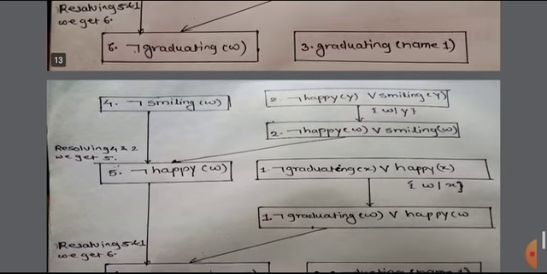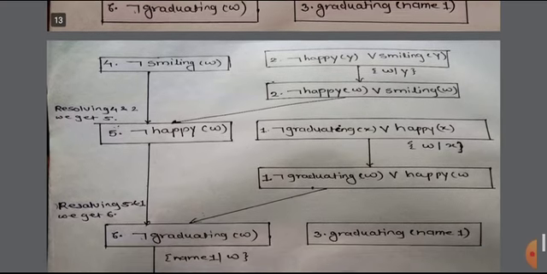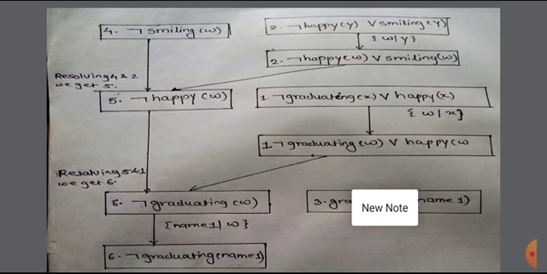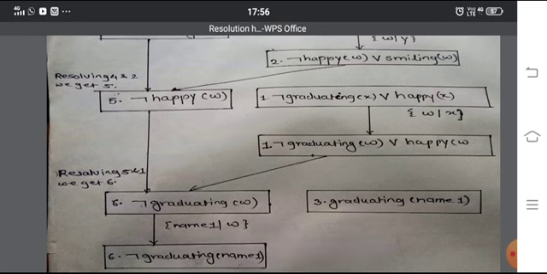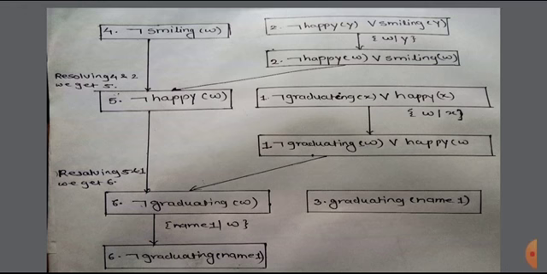So remember one thing here: we substitute the constant for the variable. That means we will substitute name 1 for W. After substituting name 1 for W, we get negation of graduating of name 1. Now the new clause 6 is negation of graduating of name 1.